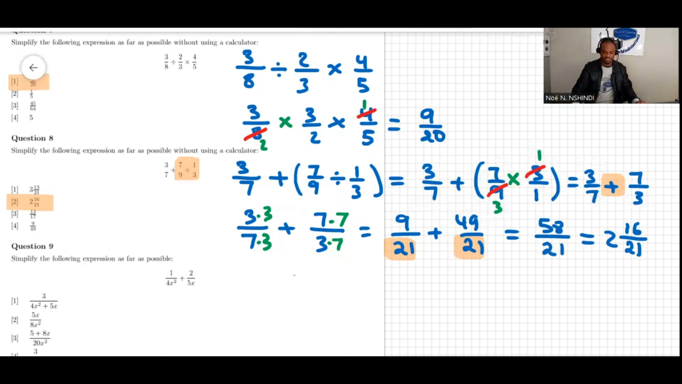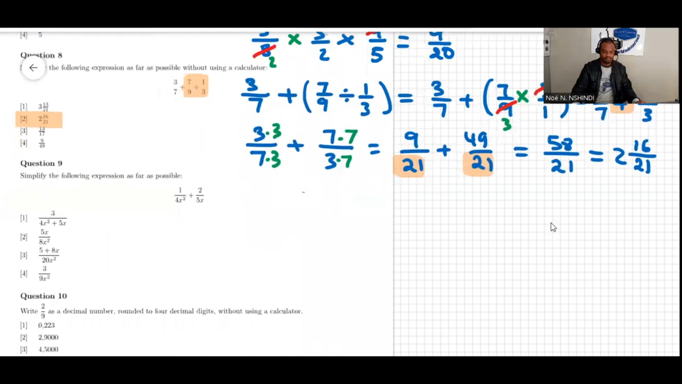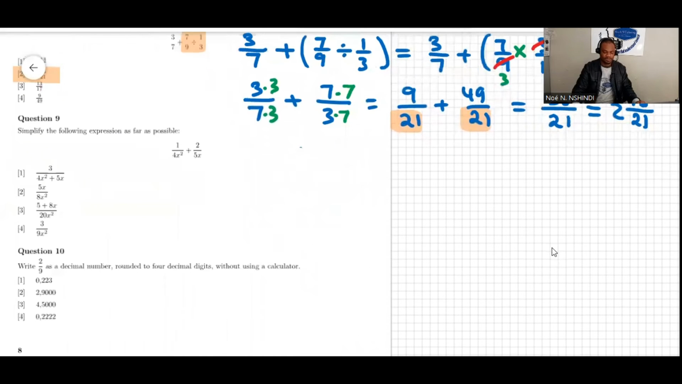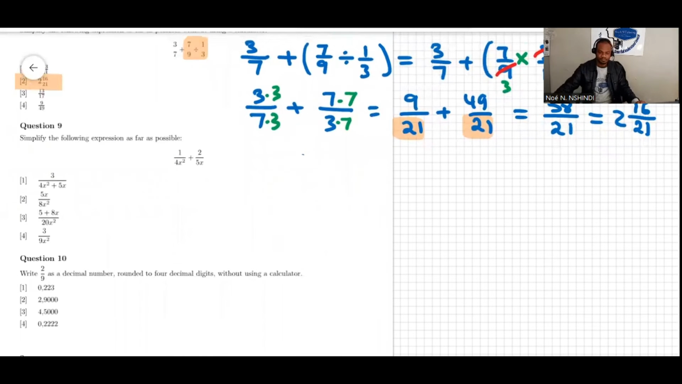The following question is question 9. Question 9 says that simplify the following expression as far as possible. Again, because we're adding fractions, we need to find the LCM. We need to make the denominator common. To make the denominator common, it means we need to find the LCM of these denominators here, 5x squared and 5x.